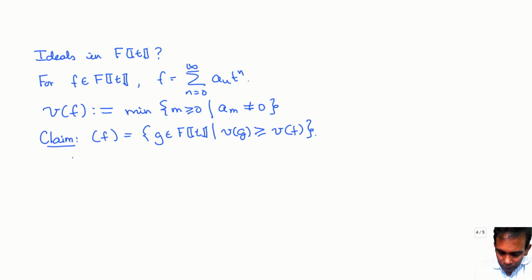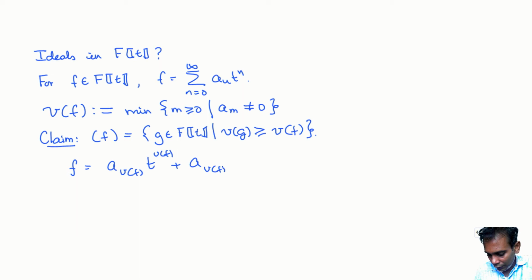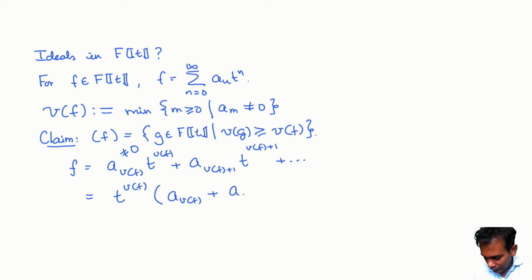So suppose we have an element f. Then we know that we can write f as the summation over n greater than or equal to the valuation of f. So we can write it as a_{v(f)} t to the v(f) plus a_{v(f)+1} t to the v(f)+1 plus dot dot dot, where this first coefficient here is non-zero. That's just the definition of the valuation of f. So I can write this as t to the power v(f) times (a_{v(f)} plus a_{v(f)+1} t plus, and so on).